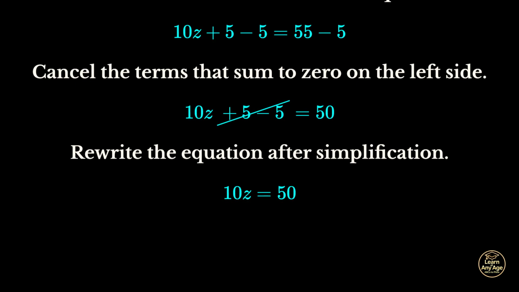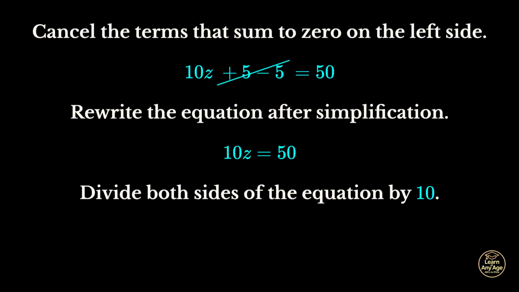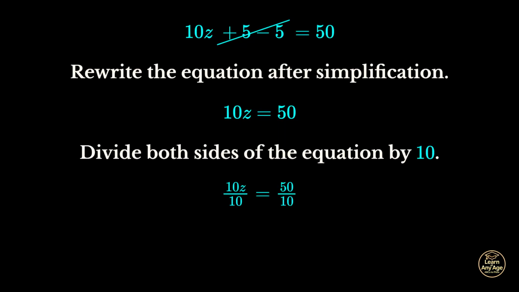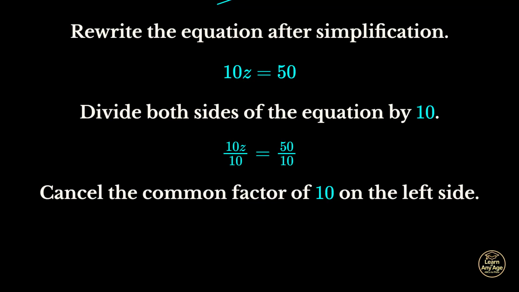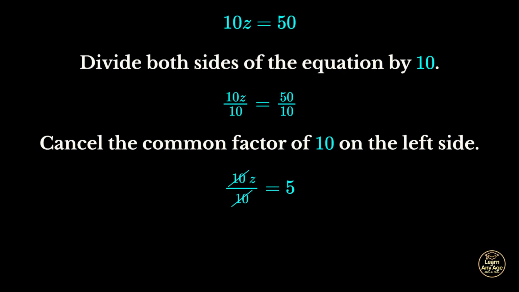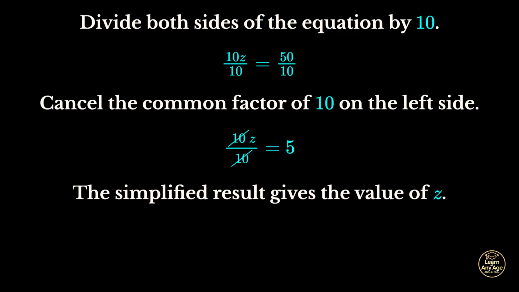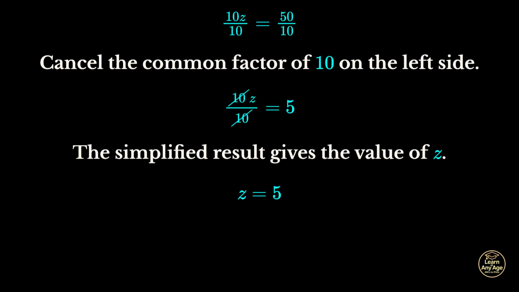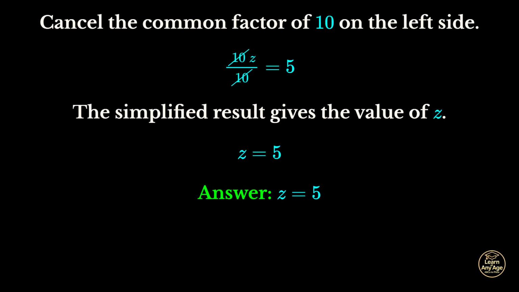10z equals 50. Divide both sides of the equation by 10. 10z over 10 equals 50 over 10. Cancel the common factor of 10 on the left side. 10 cancelled out, z over 10 cancelled out equals 5. The simplified result gives the value of z. z equals 5. Answer, z equals 5.